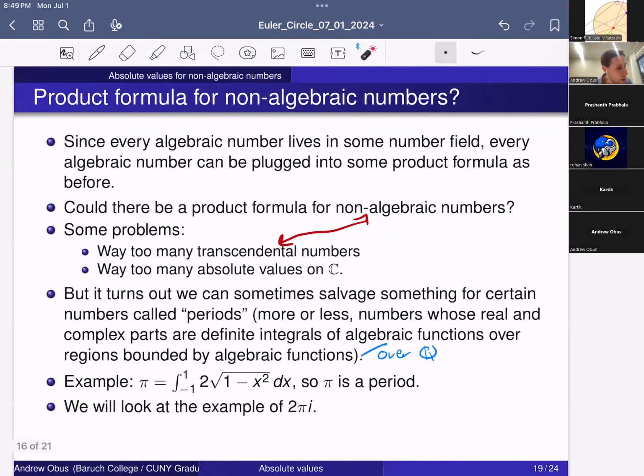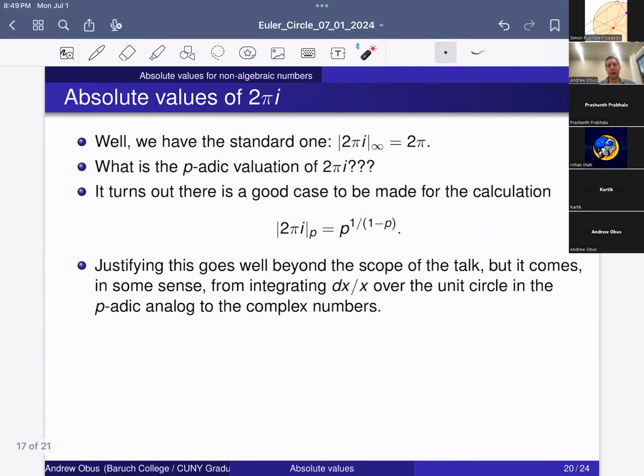Okay, so what about the absolute values of 2 pi i? Well, here's one of them. I can take the standard absolute value of 2 pi i in the complex numbers, and that's going to give me 2 pi. So if we want a product formula, kind of like what we've had before, well, what do we have? We have our standard absolute values. This one is 2 pi.